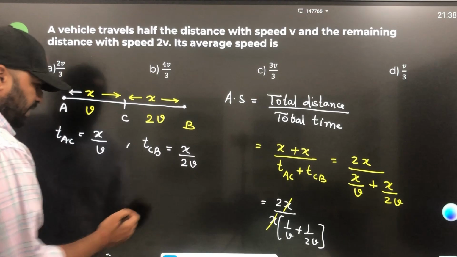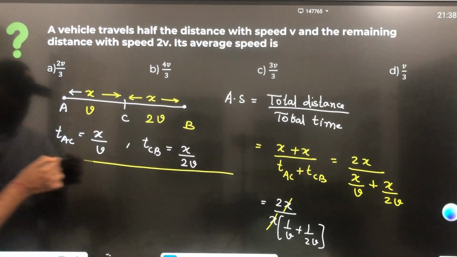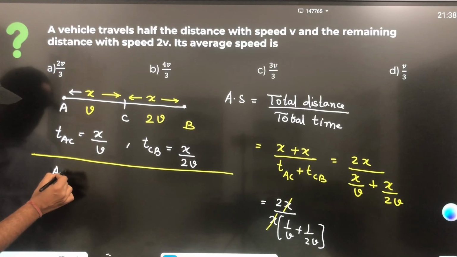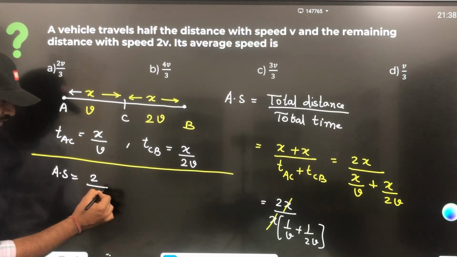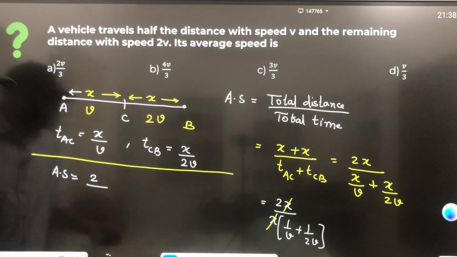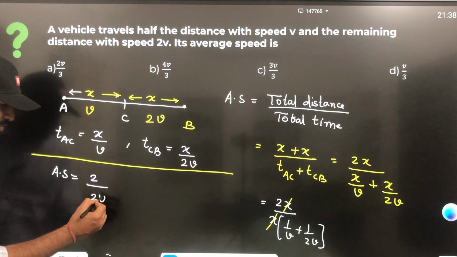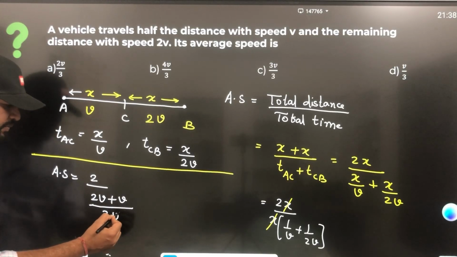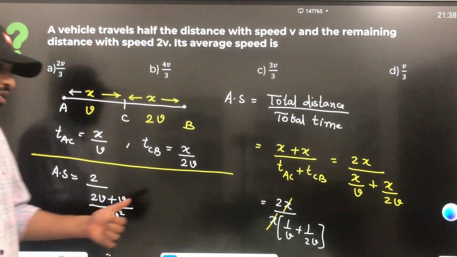So let me solve it over here. Let me just make a line over here and solve the next part here. So average speed over here will be equal to 2 divided by, taking the LCM, or you can say cross multiplication if you want to, 2v plus v whole divided by 2v square. I hope this is clear, right? I have taken cross multiplication.